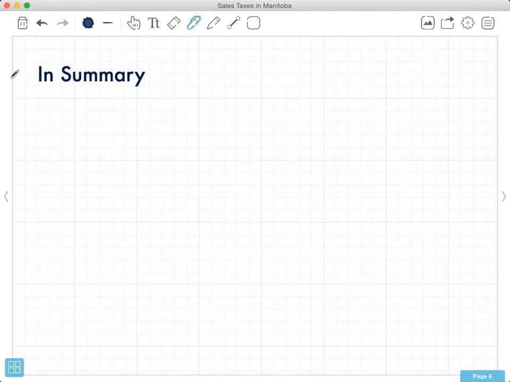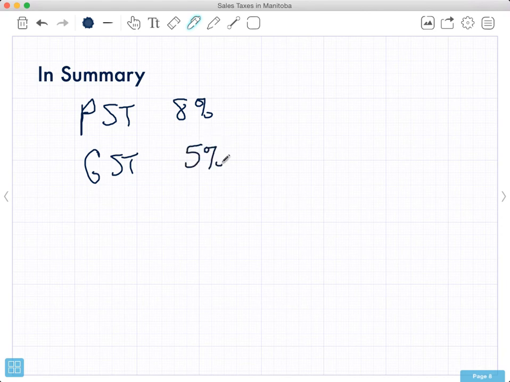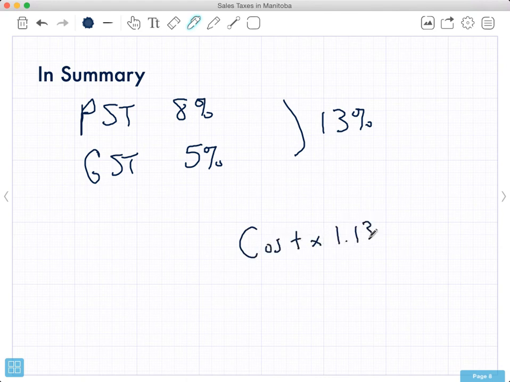So in summary, remember the PST is 8%, the GST is 5%. You can calculate them separately and add them to the price of the goods. You can calculate them together at 13% to save yourself a step, or you can take the cost of the item times 1.13 to jump right to your final cost in one step.